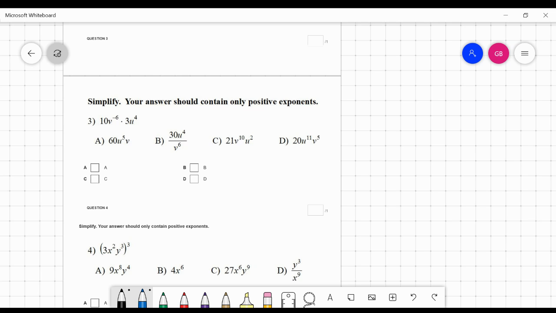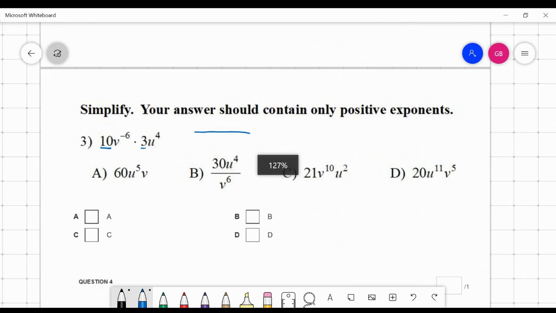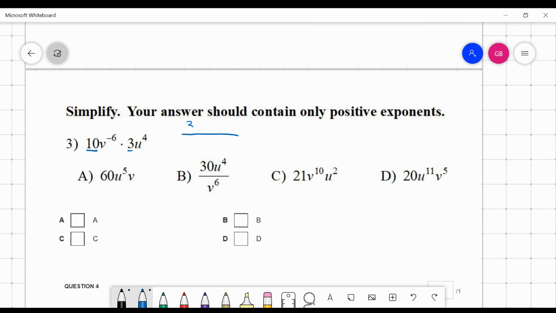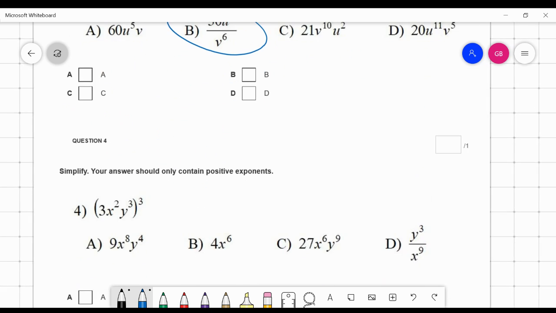Simplify your answer. Your answer should contain only positive exponents. Okay, so remember regular numbers, you go ahead and multiply. So let me go ahead and zoom in for this. So you have 30 v to the -6, u to the 4th. And remember, if you have a negative exponent, you're going to take that value to the bottom, only that one. So it'll be 30 u to the 4th over v to the 6th. It's this choice here.